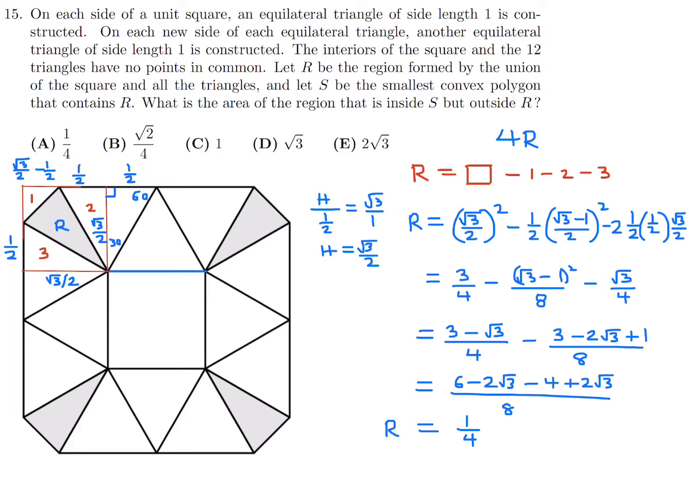Okay, and that equals r. And my shaded region, remember, is 4r, so please don't forget to multiply it by 4. Remember, there were 4 of these guys, right? So 4r is going to be equal to 4 times 1/4, and that is 1. So number 15, the answer is C.